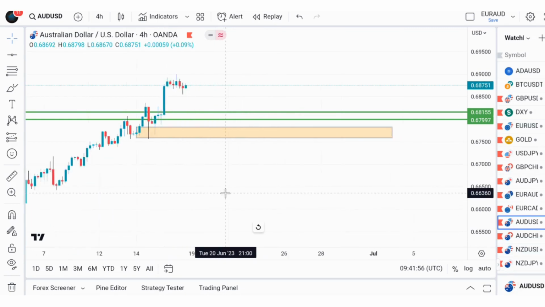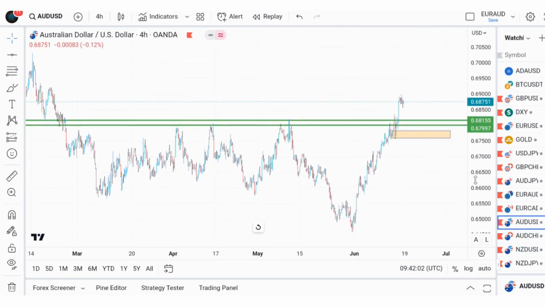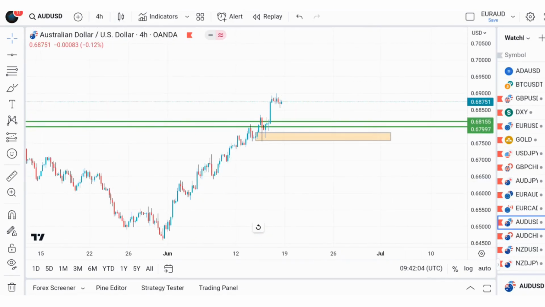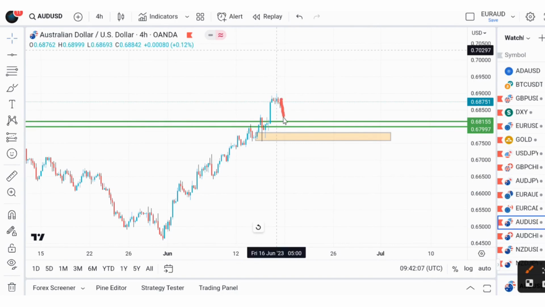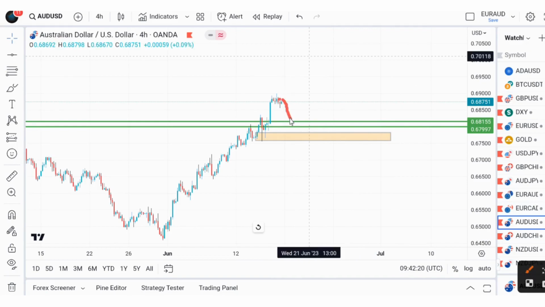So if we check this particular pair right here, we should be looking for a big pullback at this particular area, and if there is no pullback, I'm not willing to enter AUD USD. I will only enter a buy position if I see a pullback at this particular level. Then I will continue to the upside on AUD.